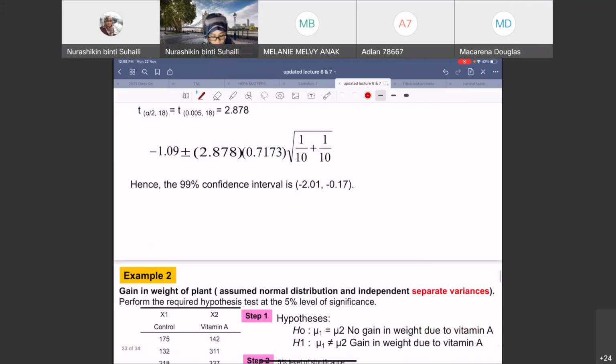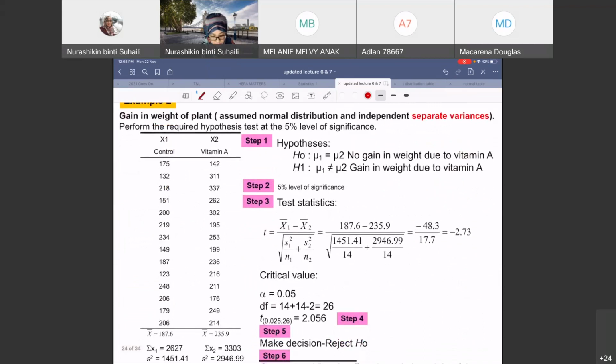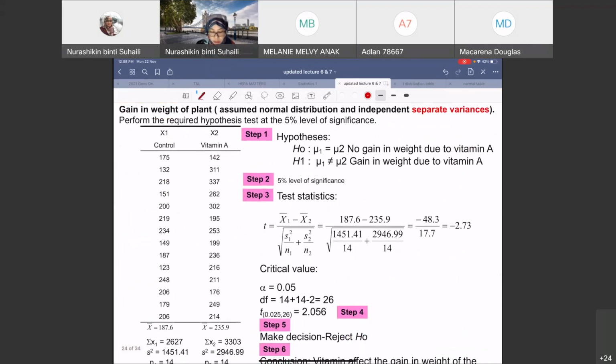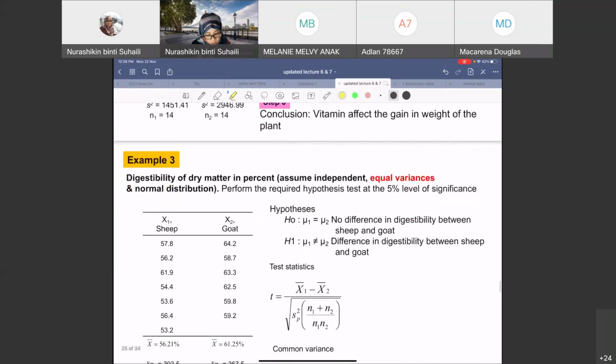Okay, we just proceed with another example. This is an example for separate variance, which is the first case, not pooled. So that's why the formula is different over here. It's the same, just look at the trend, it's the same. You just follow the steps and it's the same. Okay, maybe I skip this one.